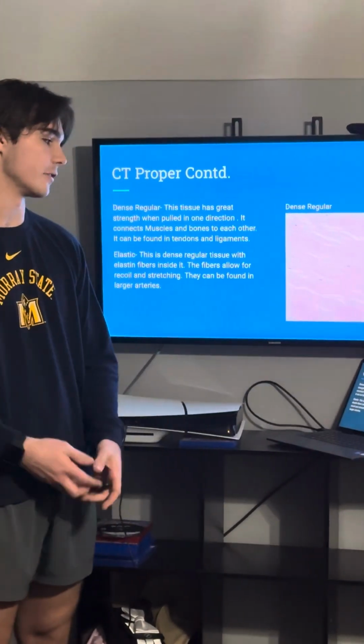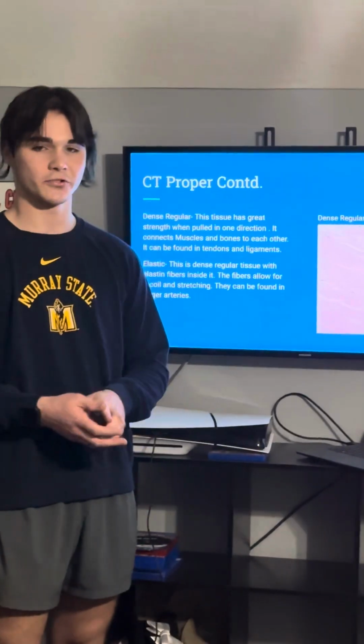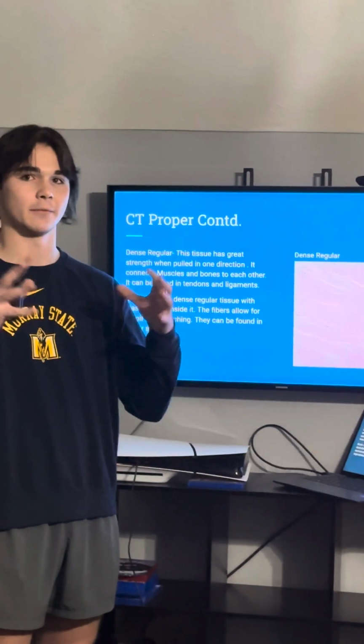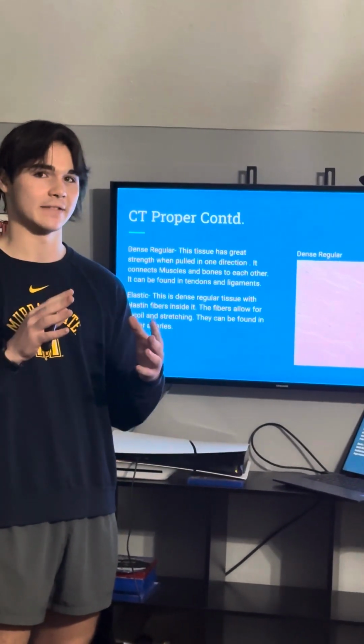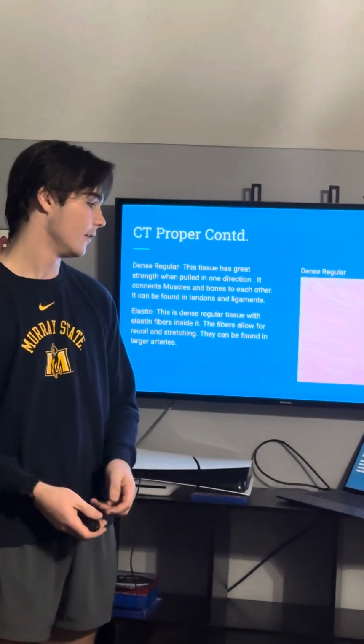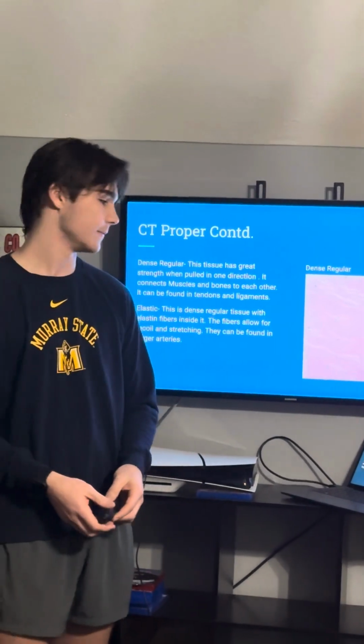This is dense regular tissue. It has good tensile strength when pulled one way, but it can't separate and go every which way like dense irregular tissue. It connects muscles and bones to each other, and it can be found in tendons and ligaments.